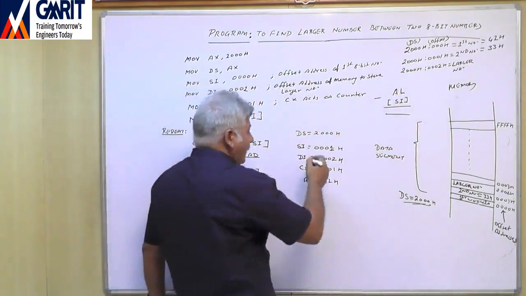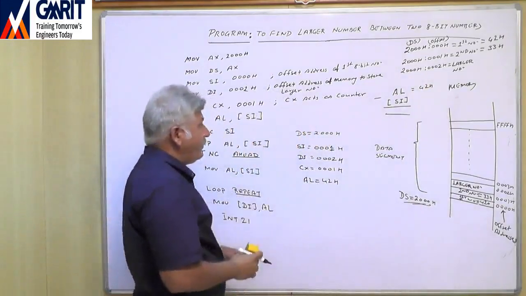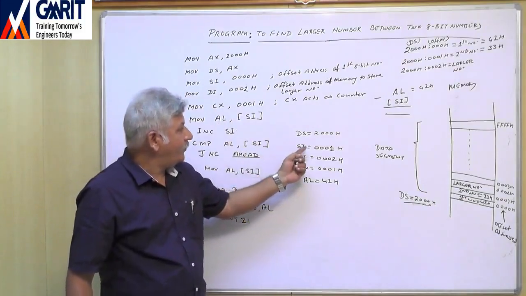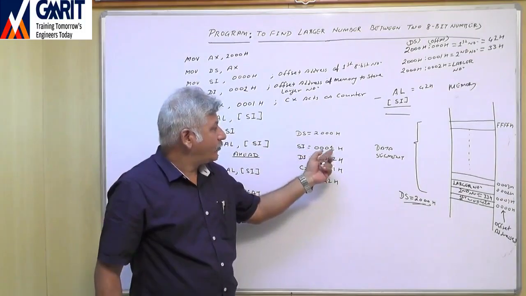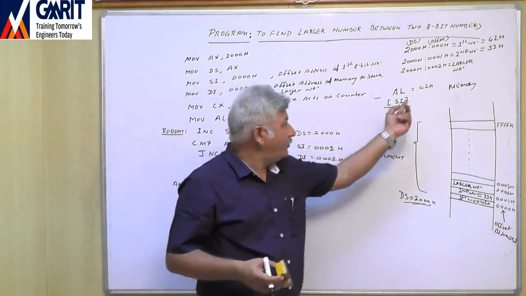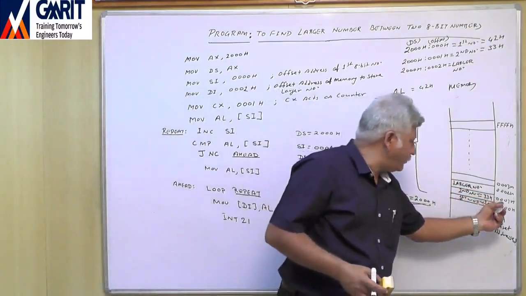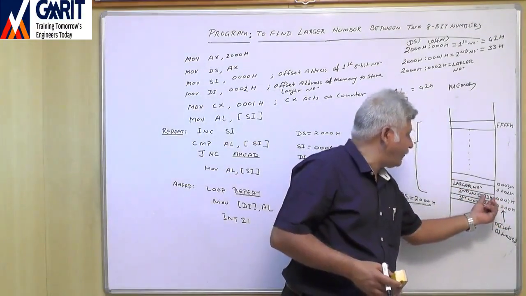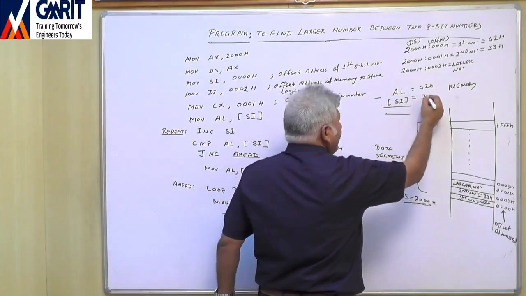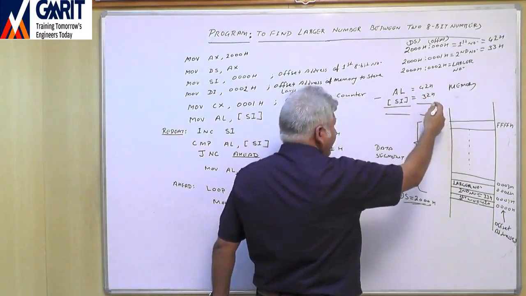So we know that in AL register we have 42H and in the memory whose offset address is in SI. In SI what we have? 0001. So at this offset, whatever is the number, that will be compared with 42. So at offset 0001, this is the offset, we have an 8-bit number 33H. So 42H will be compared with 33.